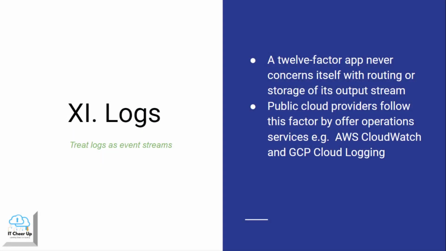Number 11, logs. A 12-factor app never concerns itself with routing or storage of its output stream. It should not attempt to write to or manage log files. Public cloud providers follow this factor by offering operations services to help you track the performance of an application. Examples include AWS CloudWatch and GCP Cloud Logging.